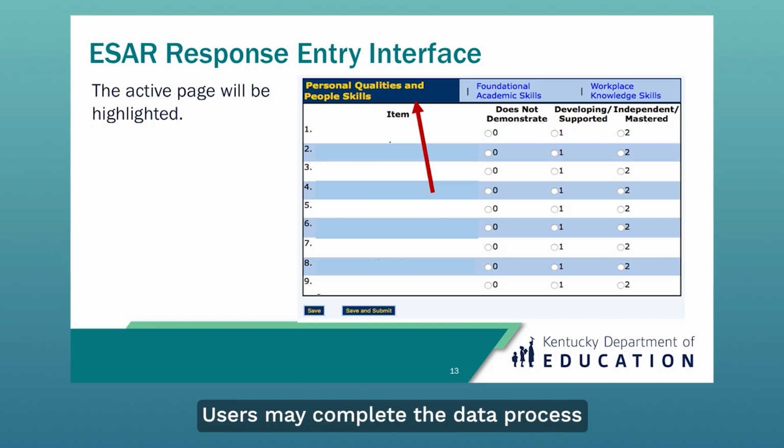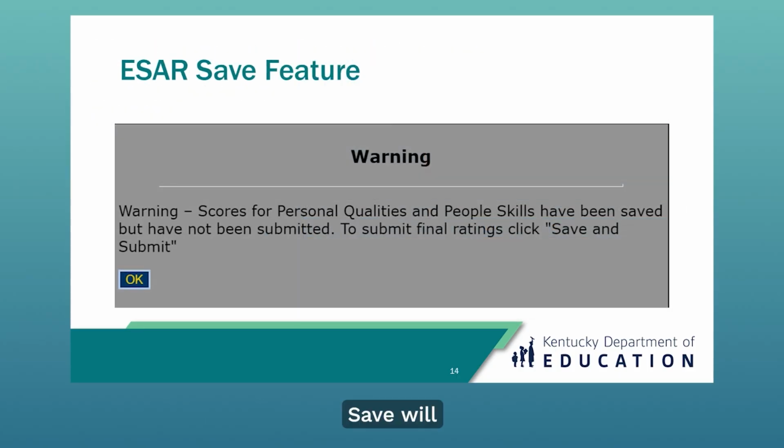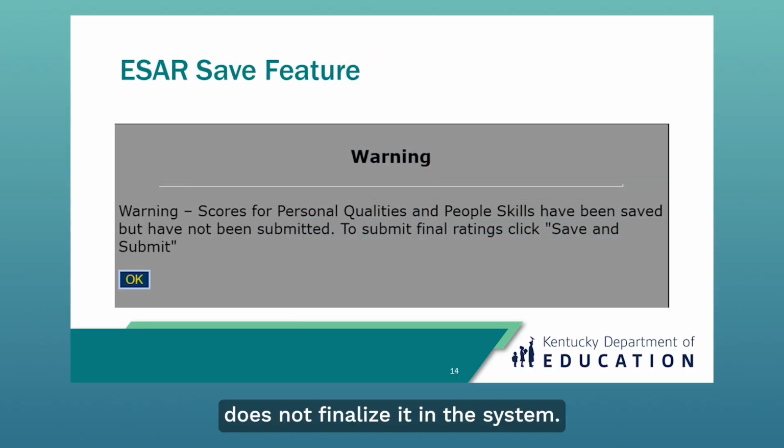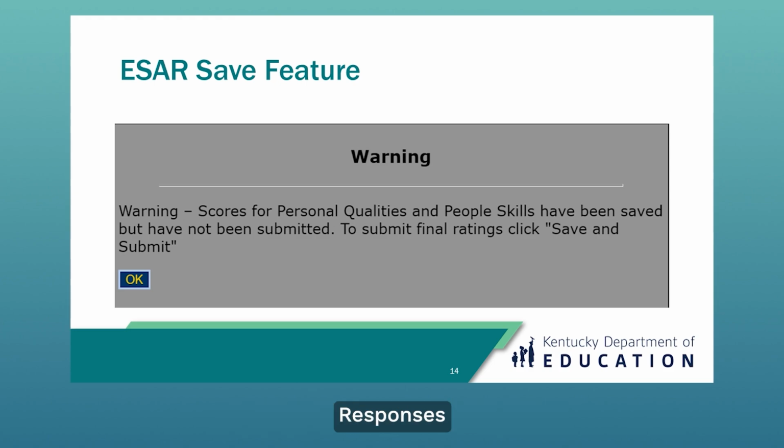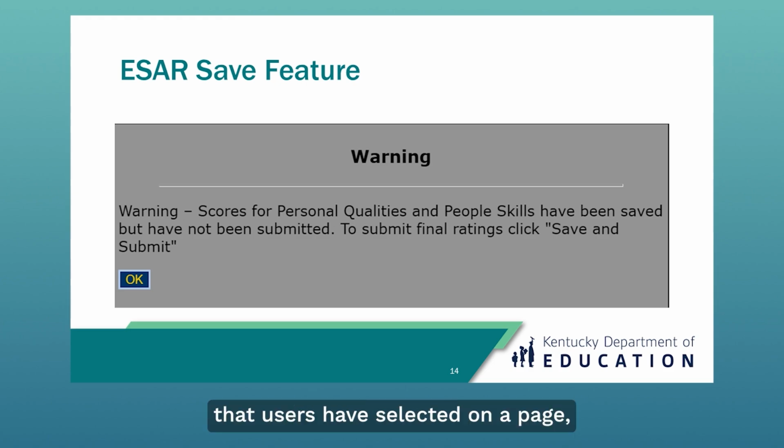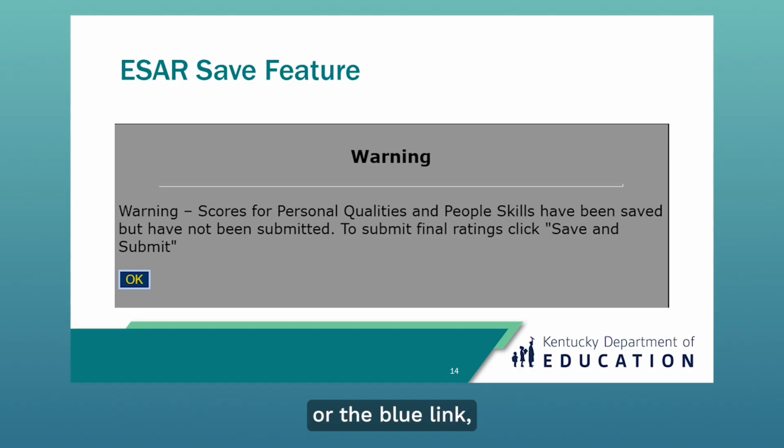Users may complete the data process in any order they choose. Save will retain the data but does not finalize it in the system. Responses that users have selected on a page, such as personal qualities and people skills, will be saved in the CRD but not submitted. Users can navigate to other pages using the linked category title or the blue link at the top of the score entry field.